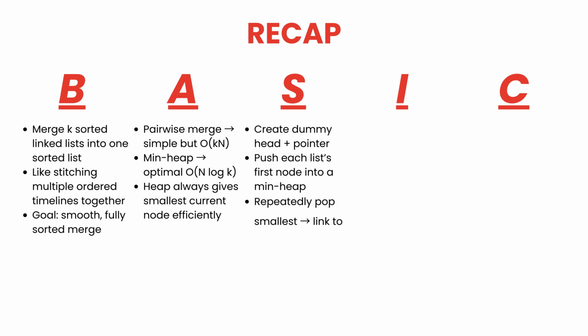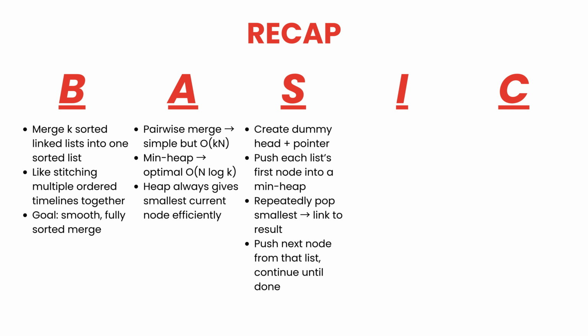The plan: set up a dummy head and a running pointer, push the first node of each non-empty list into a min-heap, then repeatedly pop the smallest node to extend the result. Whenever we pop a node, we push its next neighbor, keeping the heap current until everything is merged. Handle edge cases like empty lists gracefully.